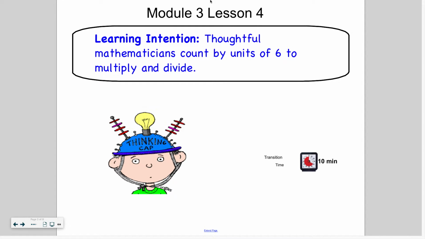So let's get started with our learning intention. Thoughtful mathematicians count by units of 6 to multiply and divide.